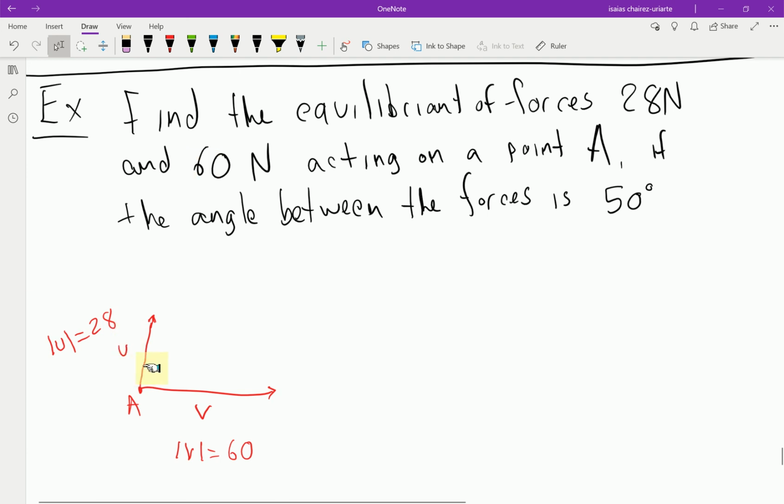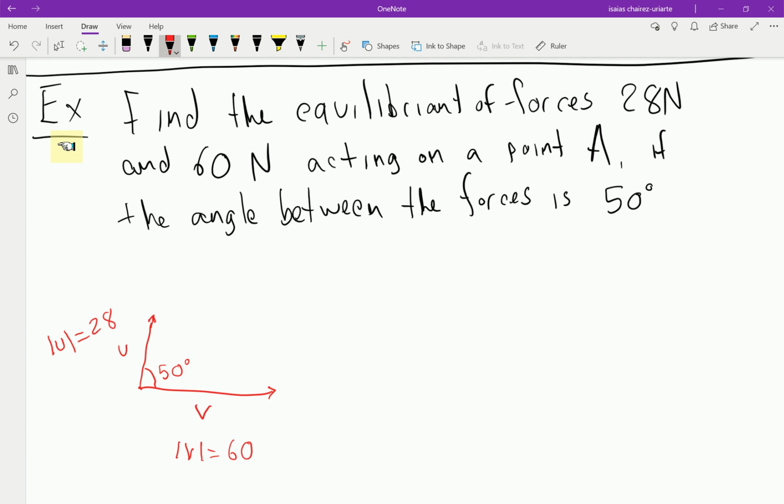All right, they also told me that the angle between the forces is 50 degrees. So that's kind of what my picture looks like. I have these two vectors acting on a point. The magnitude of one of the vectors is 28, the magnitude of the other vector is 60. And right now, what you want is to find the magnitude of the equilibriant. Well, in order to find the magnitude of the equilibriant, you're first going to have to find the resultant, or the sum.